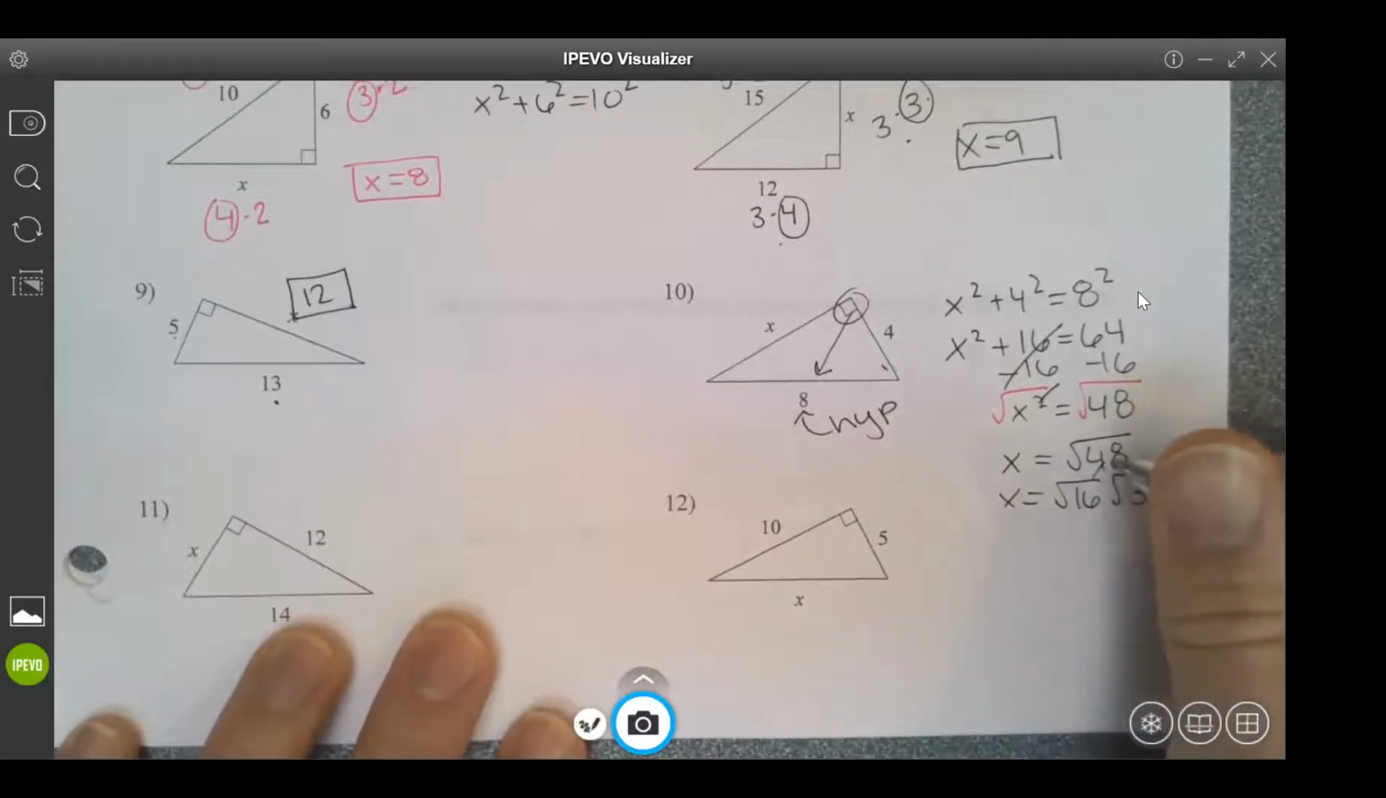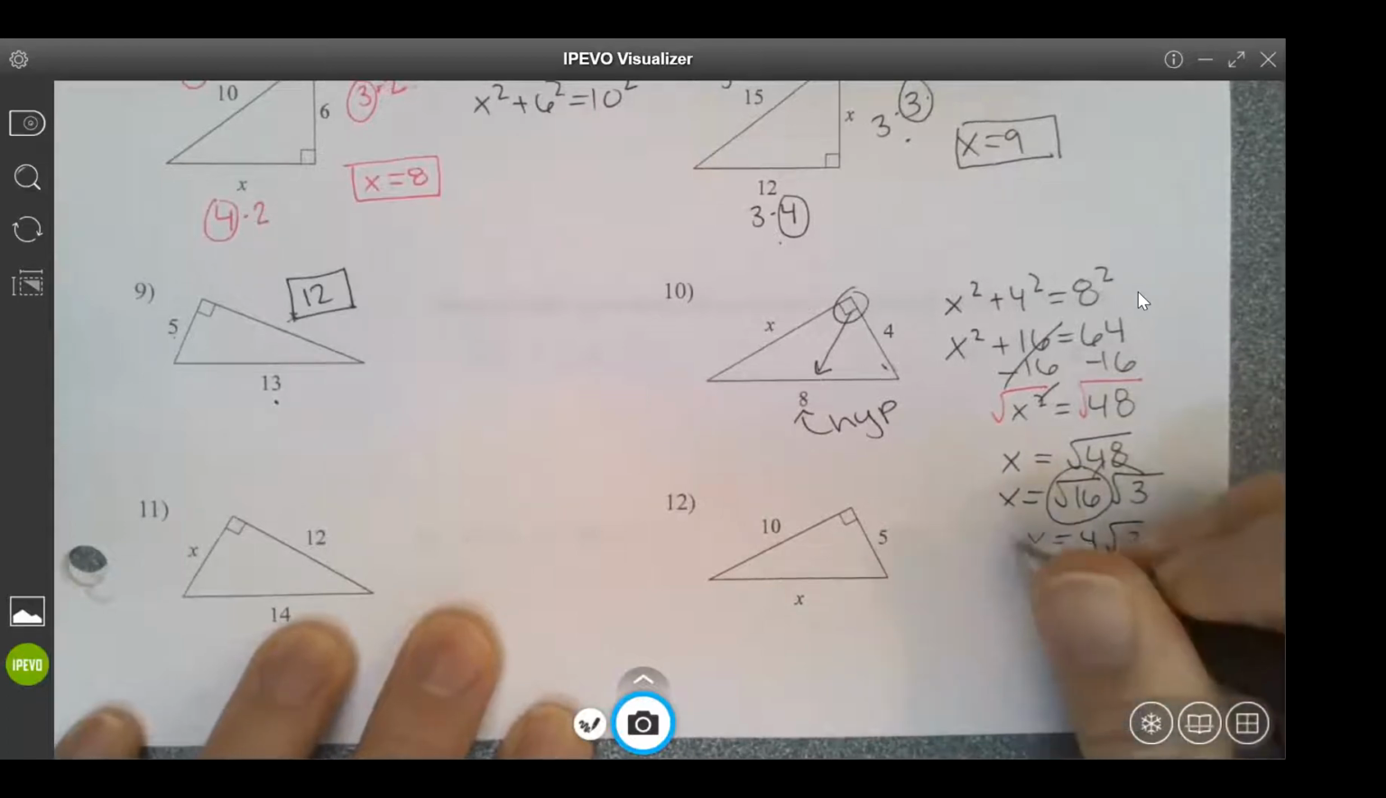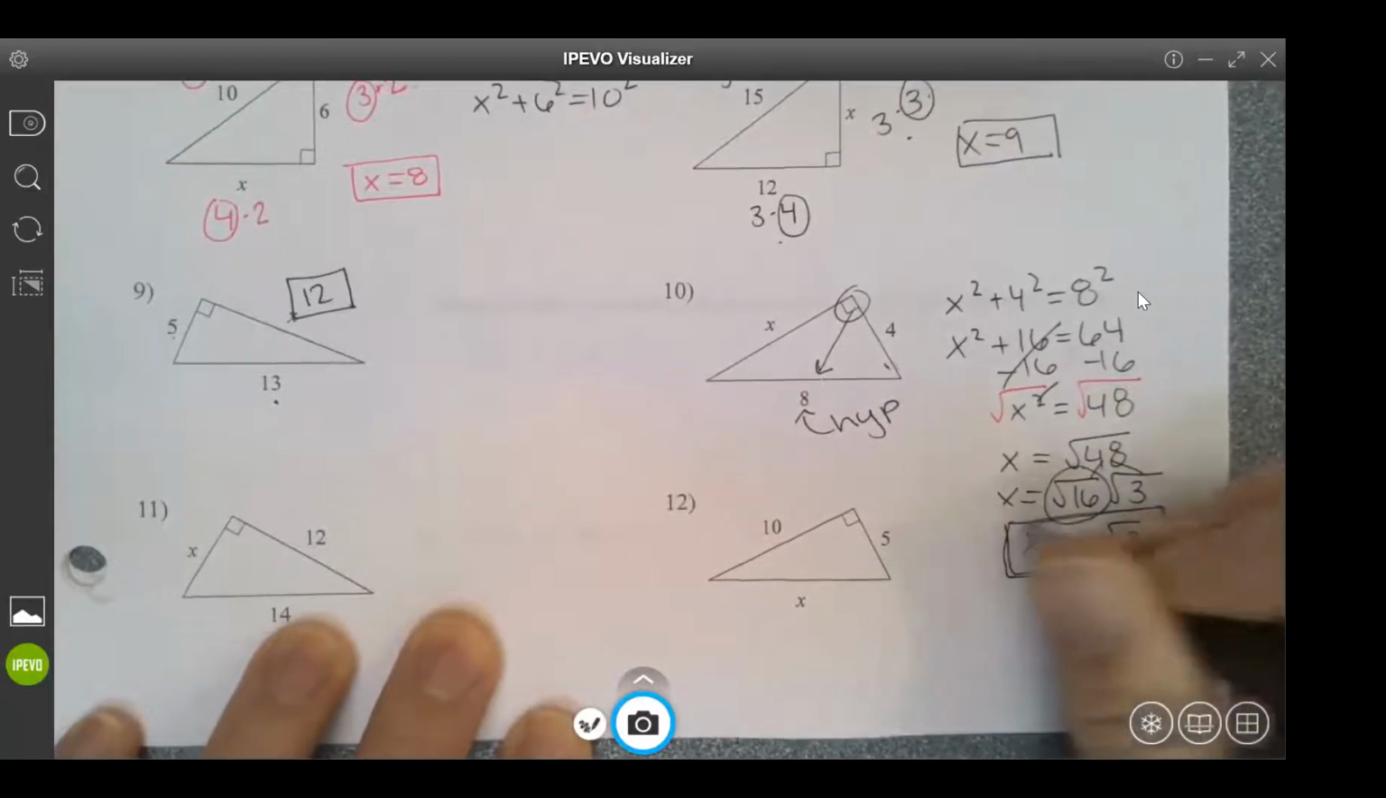16 times 3. So I factor that 48. Here's my perfect square, gives me 4 rad 3. There's my missing side.